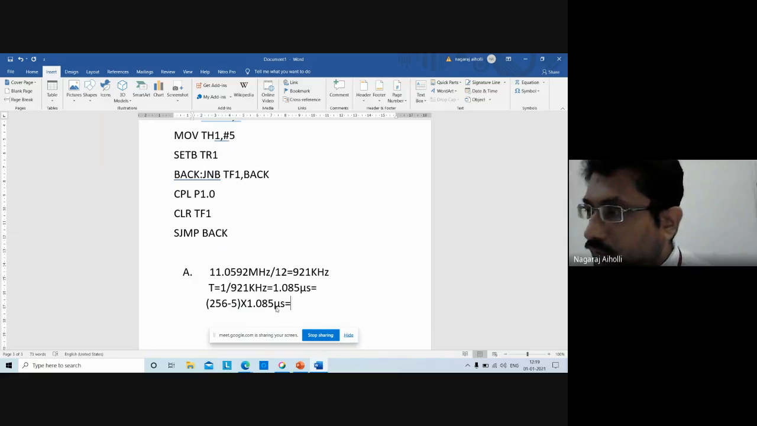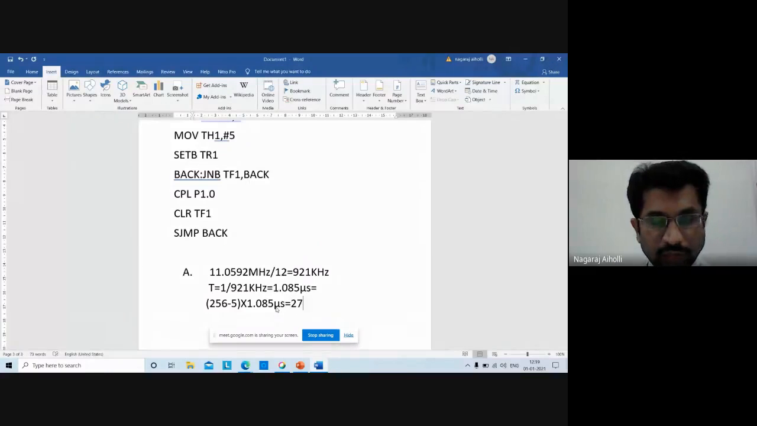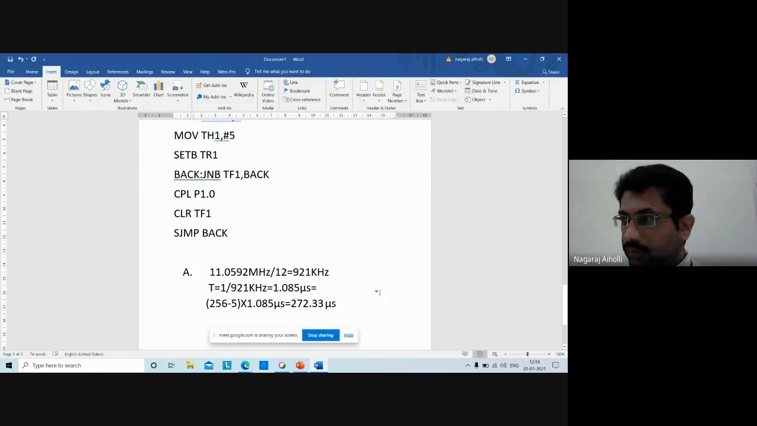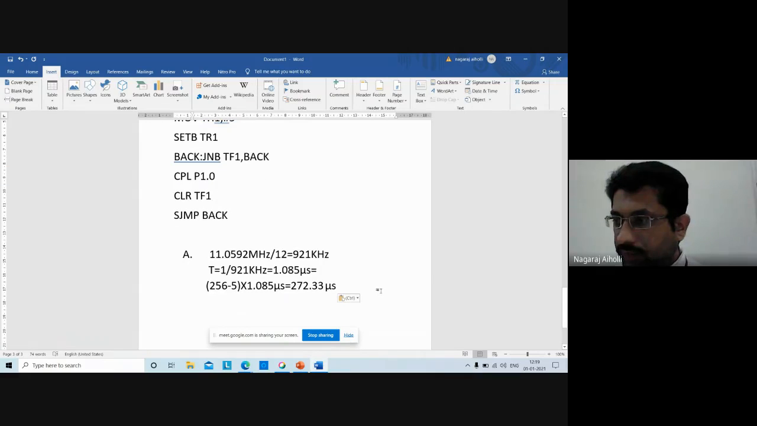This comes out to 272.33 microseconds. Now this 272.33 microseconds is only the half portion of the duty cycle, the half portion of the square wave.